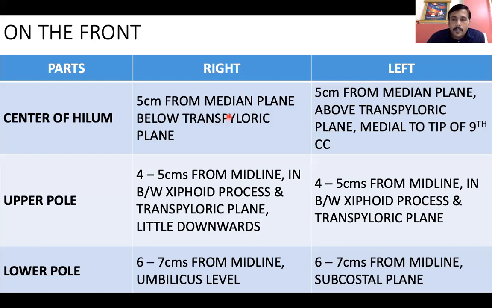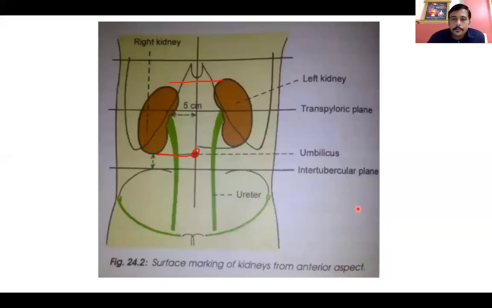Then the upper pole is located around 4 to 5 centimeters from the midline, in between the xiphoid process and the transpyloric plane. So between the xiphoid process and the transpyloric plane, 4 to 5 centimeters towards the left side.